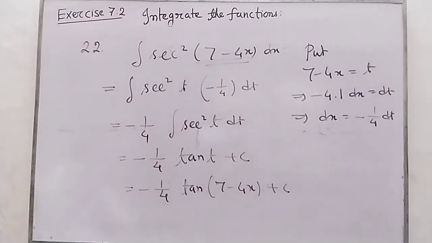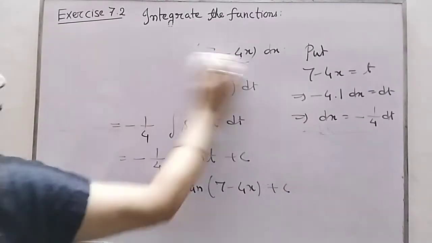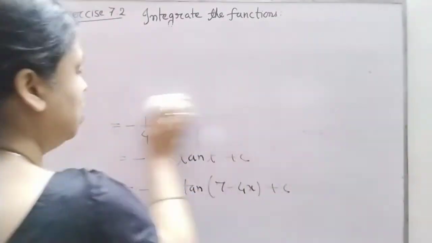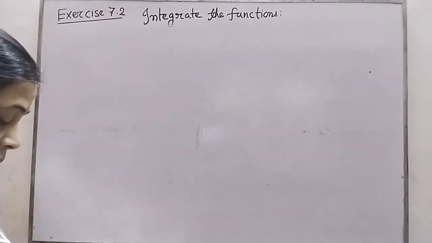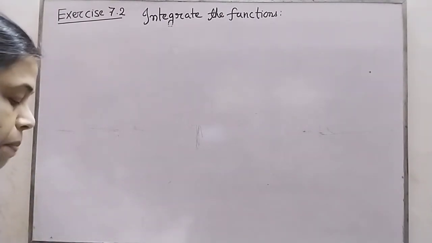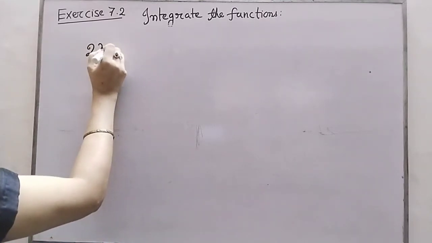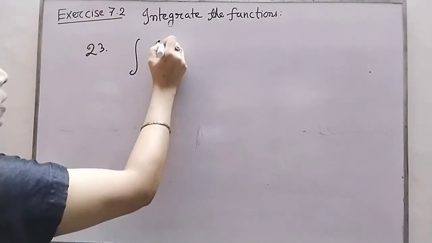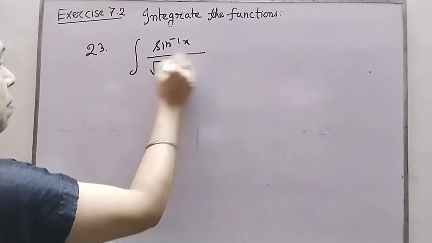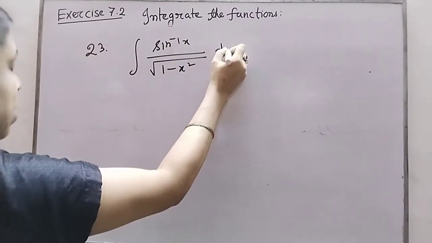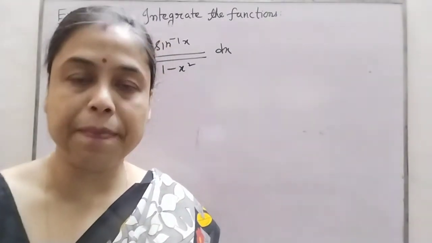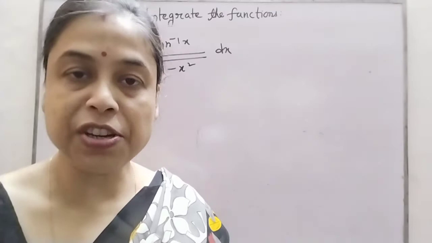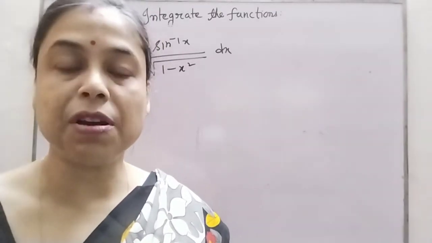Now I go to the next question. That is question number 23. Your question number 23 is also a simple question. This is the integration of sine inverse of x divided by under root 1 minus x square into dx. One thing again I want to tell you: if you remember the formulas of differentiation and integration, you will find the chapter very simple.